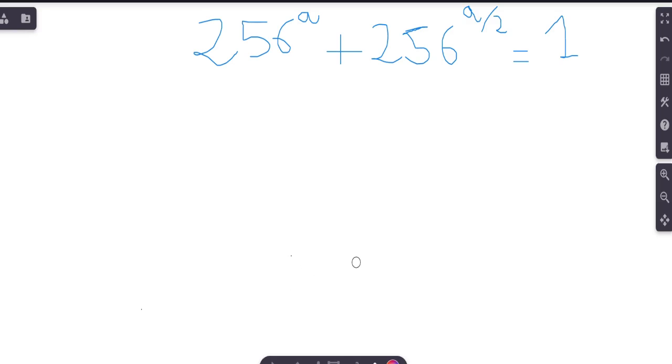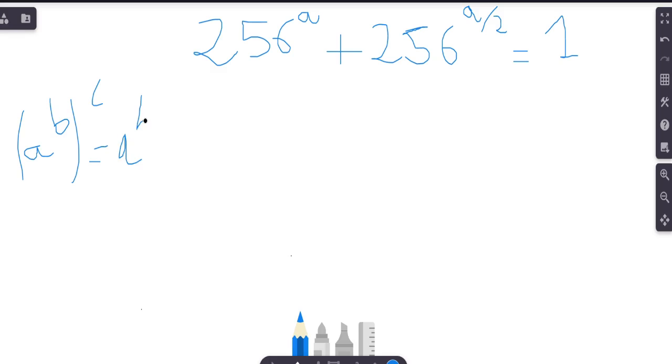So what we are going to do here is use a property of powers. Okay, so we know that a to the b, to the c, equals a to the b multiplied by c.